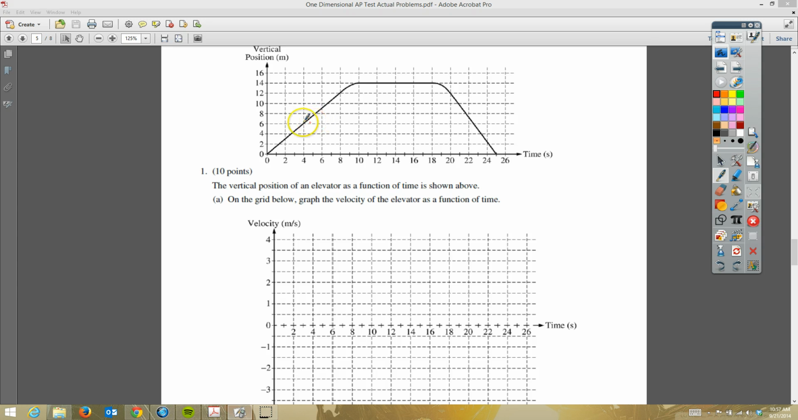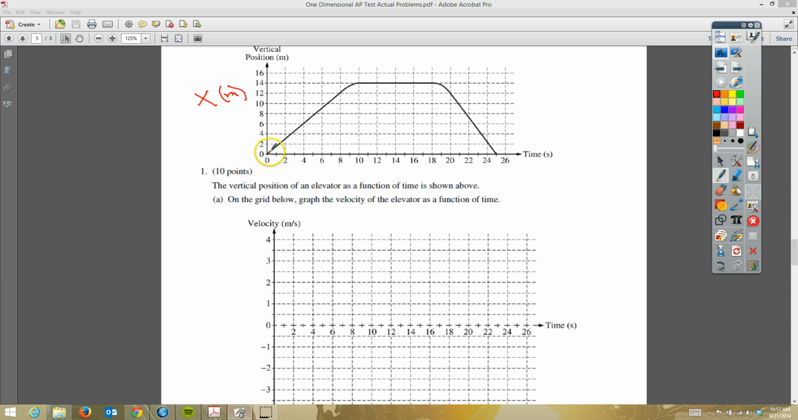So we have a position versus time graph. Remember, typically we've marked it X and we've put meters on this side. They've done it up top. That's not a big deal. They called it vertical position. We're going to call it X, which is the same thing.